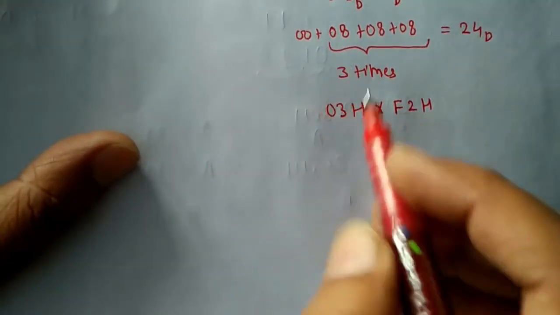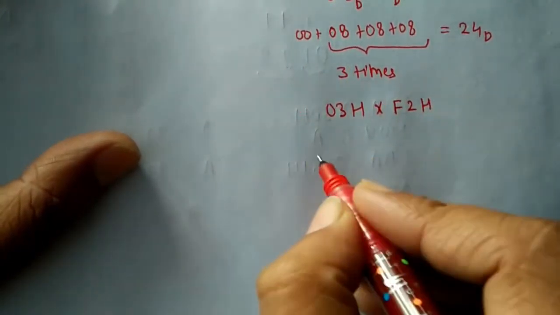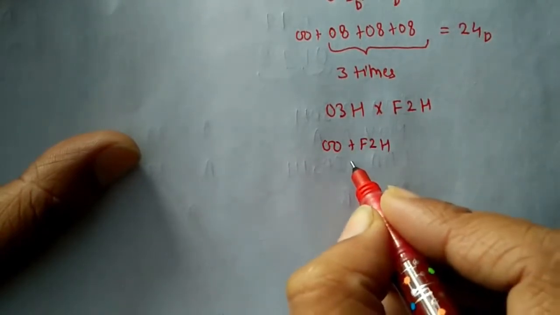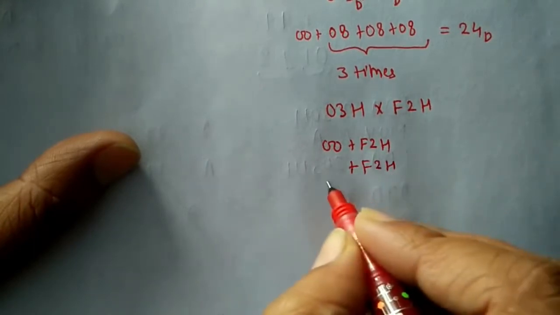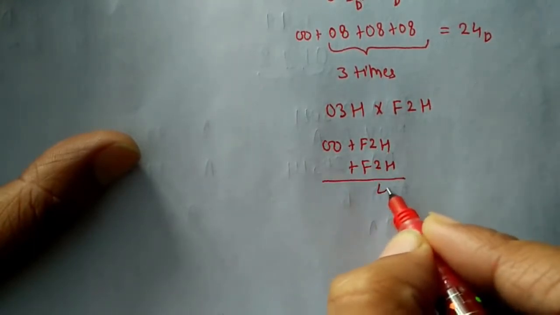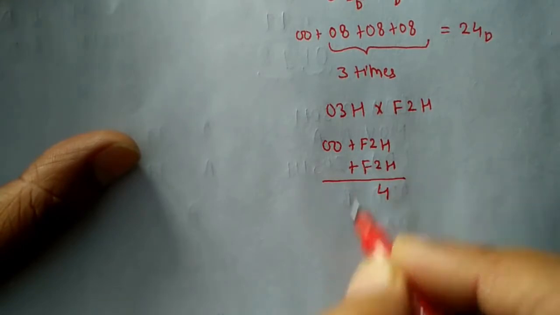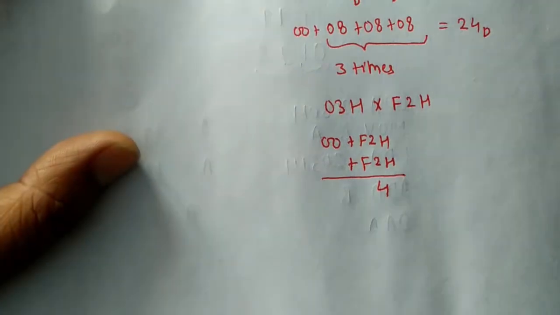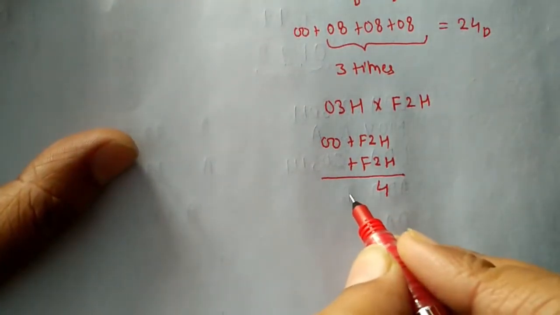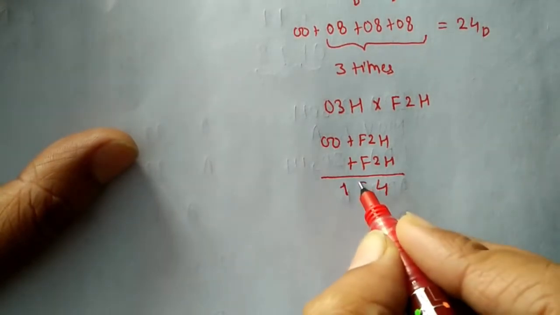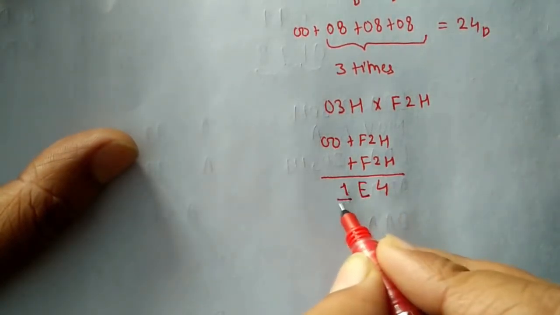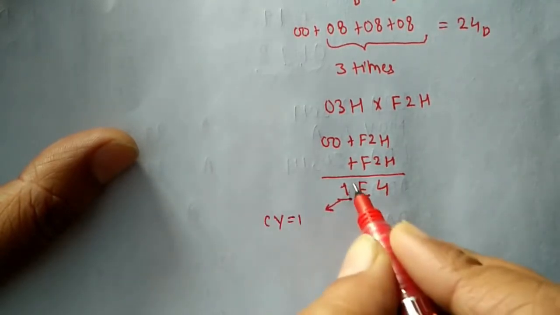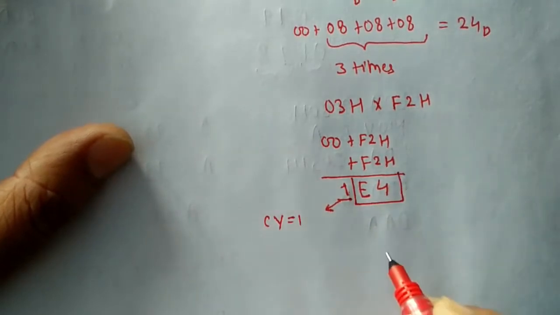Simply, just as I have told you here, we will perform 00 plus f2h. Then we will perform f2h again, this is the second time. We will get 2 plus 2, 4, and f is 15 in decimal. 15 plus 15 will be 30, and 30 can be written as 1e in hexadecimal. That's why 1 will be here and e will be here. Remember, this 1 will be reflected in our carry flag. That means carry will be 1 and we will get only e4 in our accumulator.